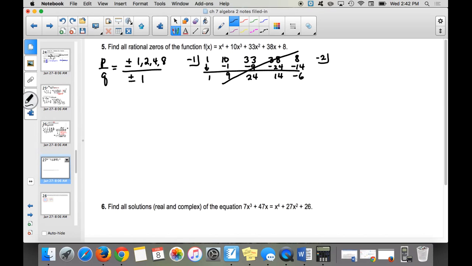So let's try -2. So 1, 10, 33, 38, and 8. A lot of times I am nice and I make 1 work because that's usually the first thing people try. So on the test, I do have 1 working a lot. What do we get here? 19, -38, 0, -0. Oh, that didn't work either.